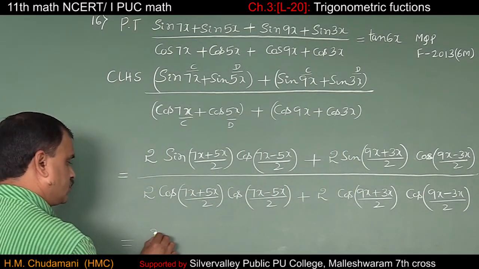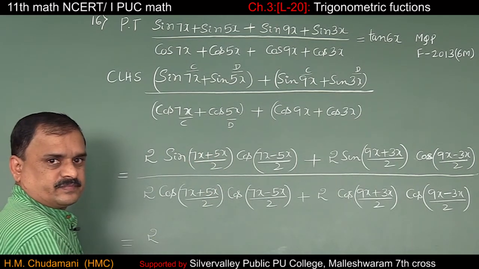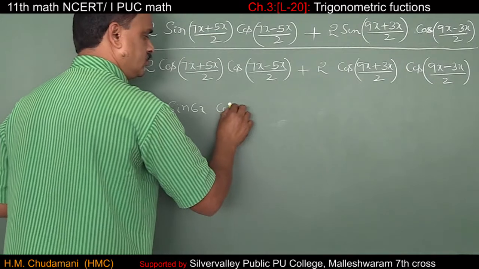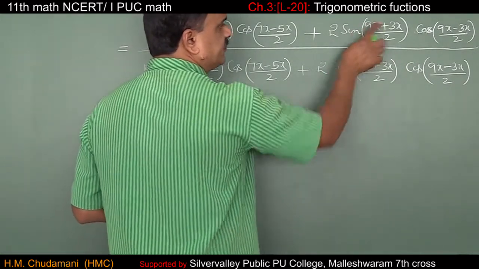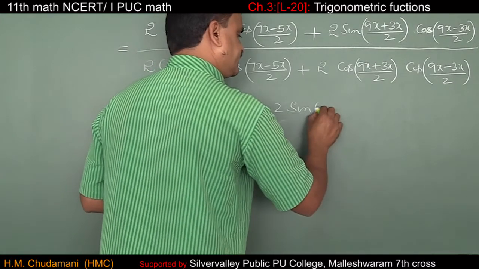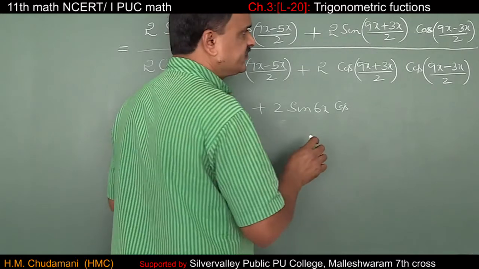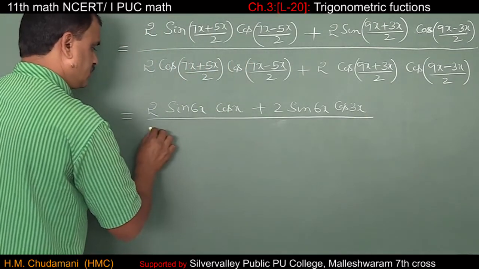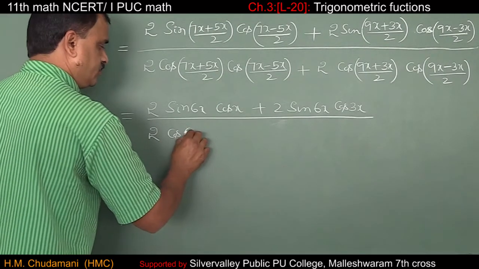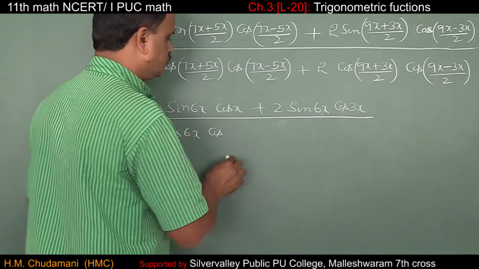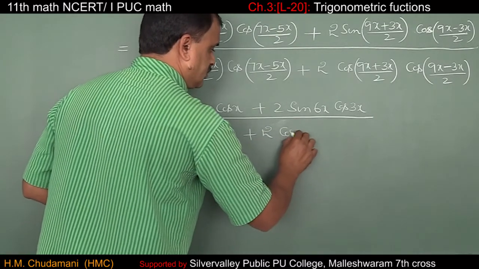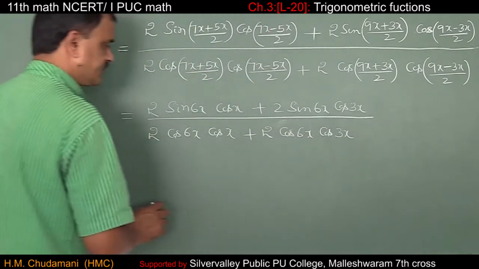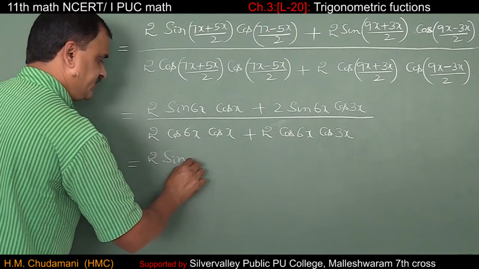Now this is equal to 2 into sin of (7 plus 5)/2, 12 by 2 means 6x, cos of (7 minus 5)/2, 2 by 2, that is x, plus 2 sin of (9 plus 3)/2, 12 by 2, that is sin 6x, into cos of (9 minus 3)/2, 6x by 2 means 3x, divided by 2 times cos 6x into cos x, plus 2 times cos 6x into cos 3x. So in the numerator, I just take 2 sin 6x common.